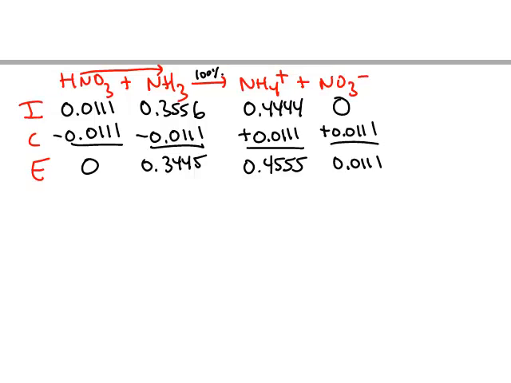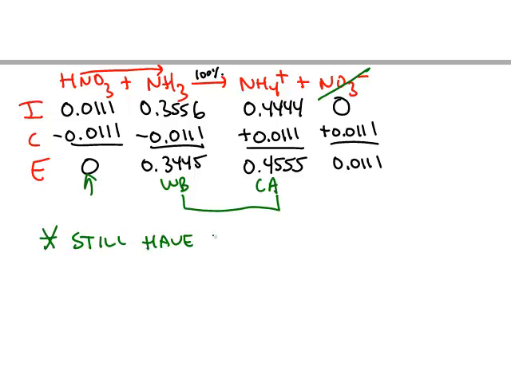So at this point, you have to identify what you have left after this ICE chart. Zero of the strong acid, because all the strong acid reacted away. We still have some weak base, we have some ammonium, which is the conjugate acid of that weak base, and we have nitrate, but nitrate is the conjugate of the strong acid, and the conjugates of strong acids do not react with water. So after this reaction, we still have a buffer.